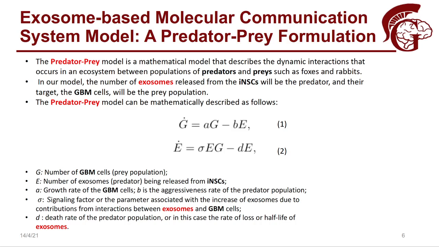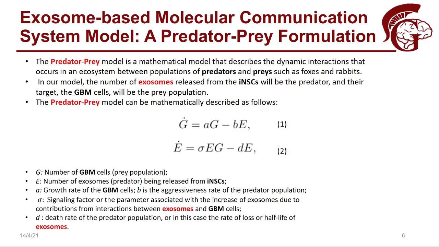So we have two equations representing the rate of increase or decrease in their populations, and specifically we have the first equation representing the rate of growth or regression of the tumor, the glioblastoma tumor, and in the second equation, we have the rate of increase or decrease in the population of exosomes represented by the time derivative E. So each of these parameters, A, B, sigma, and D, determines the behavior of the model. So the more accurate these parameters are, the more efficient our model will be.